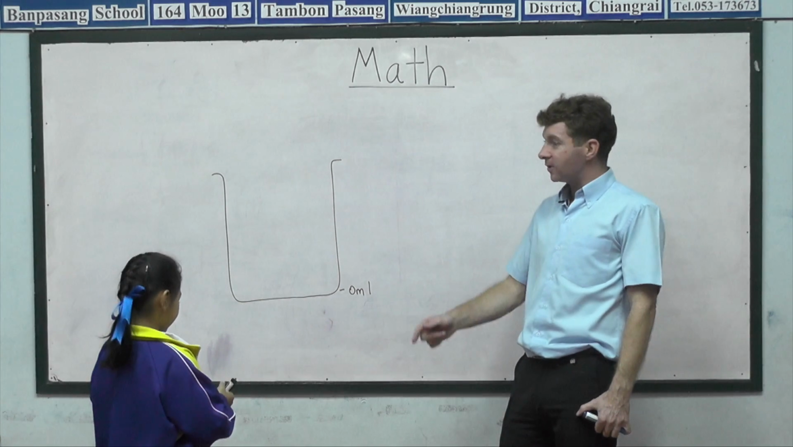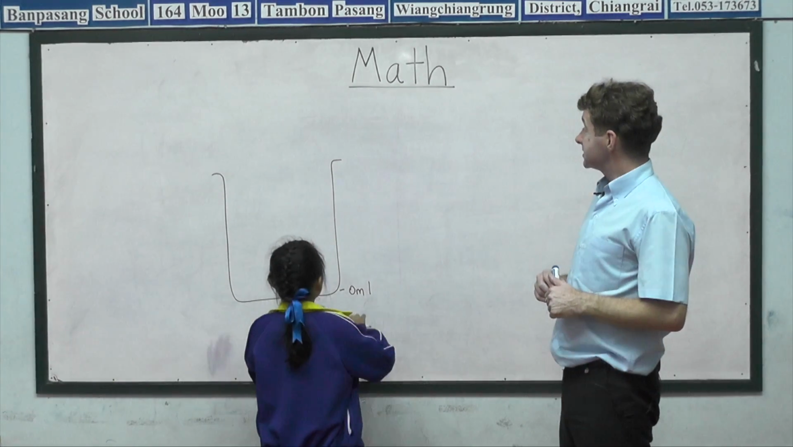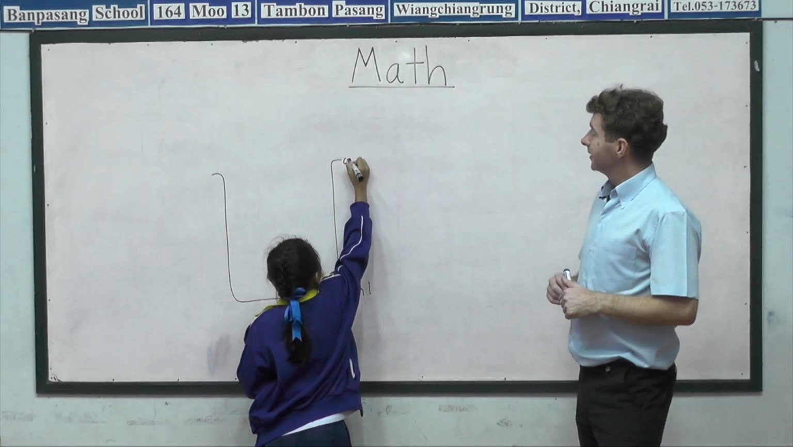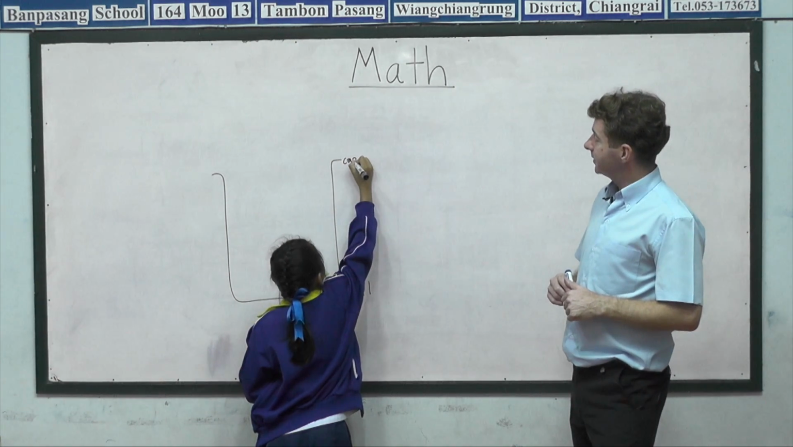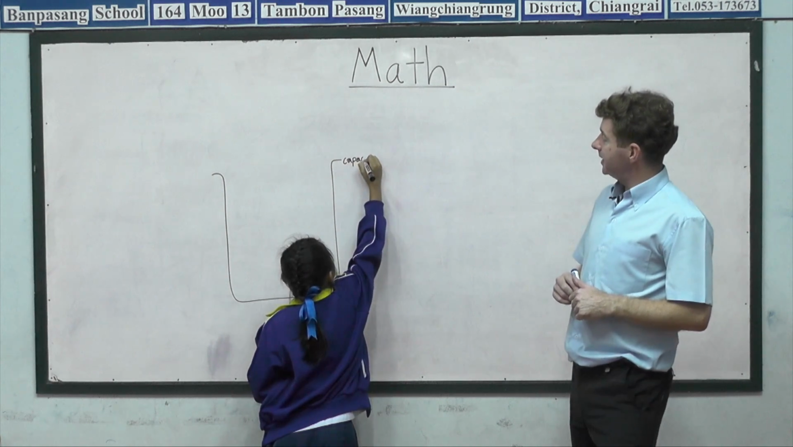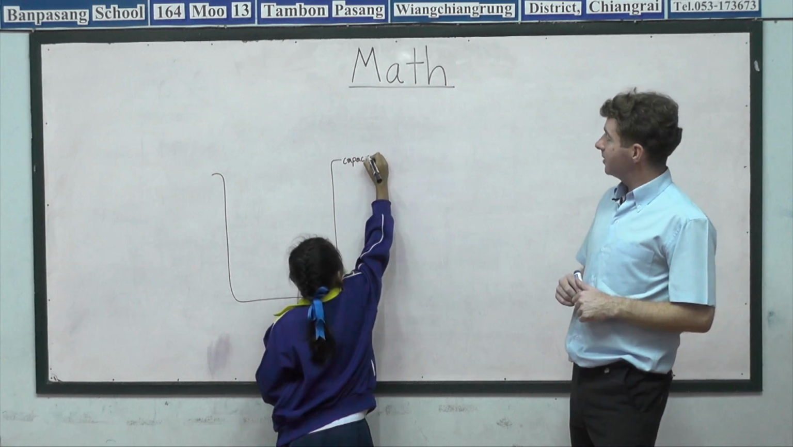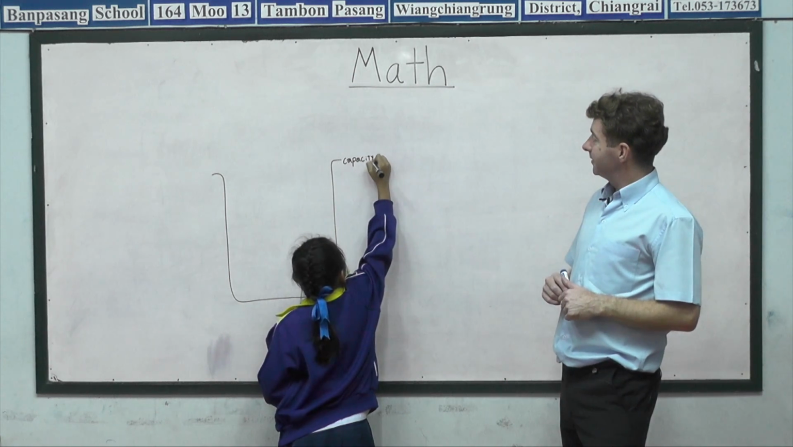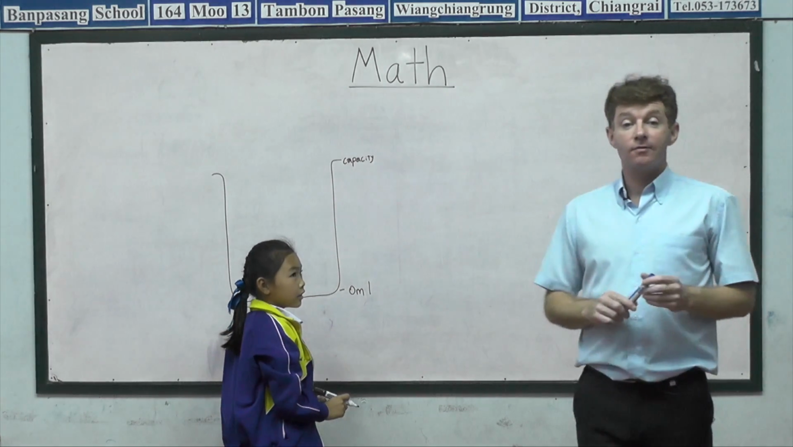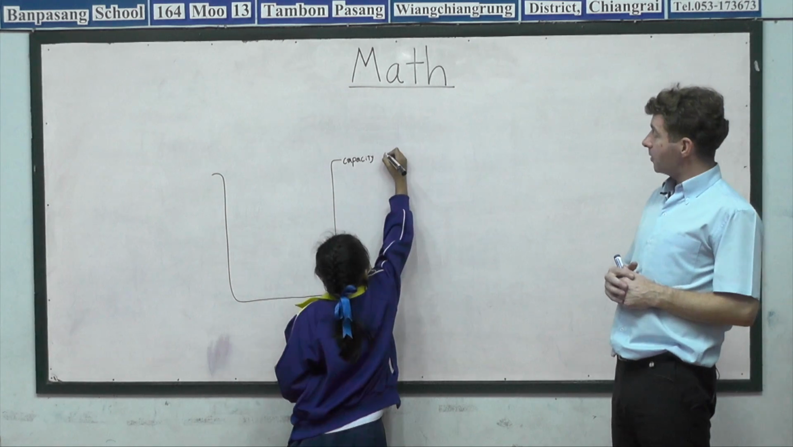Okay, over to you. So capacity, how do we spell it? C-A-P-A-C-I-T-Y. And what's our capacity again, guys? 500 milliliters. Okay, so Nadia, can you write the capacity?